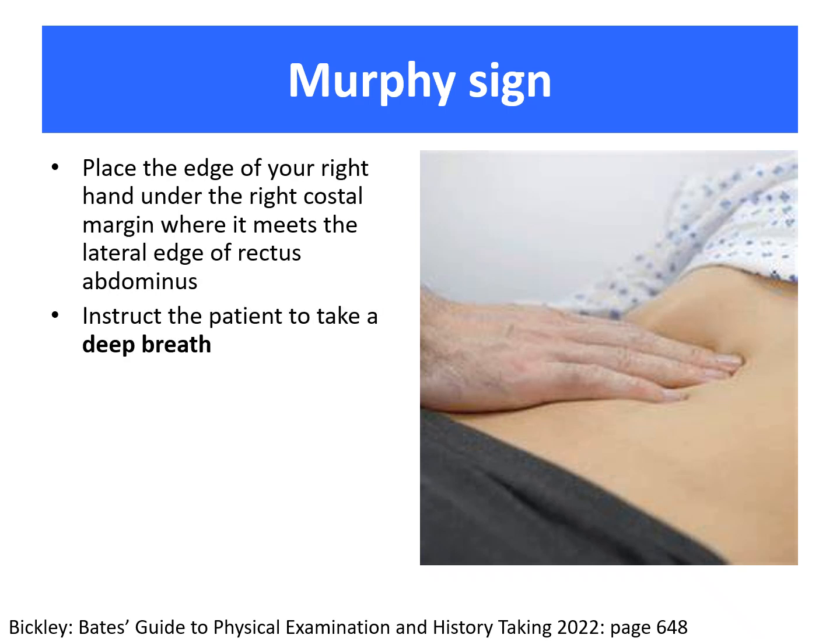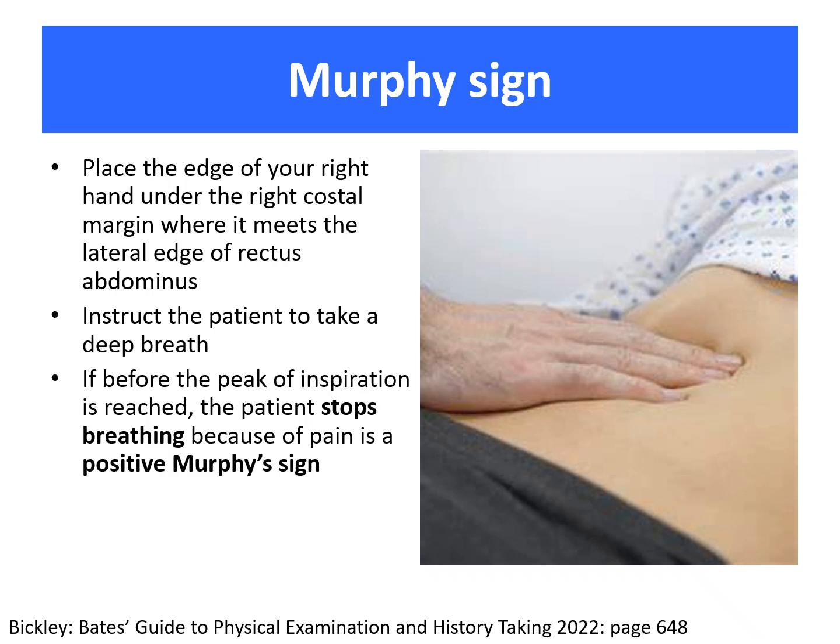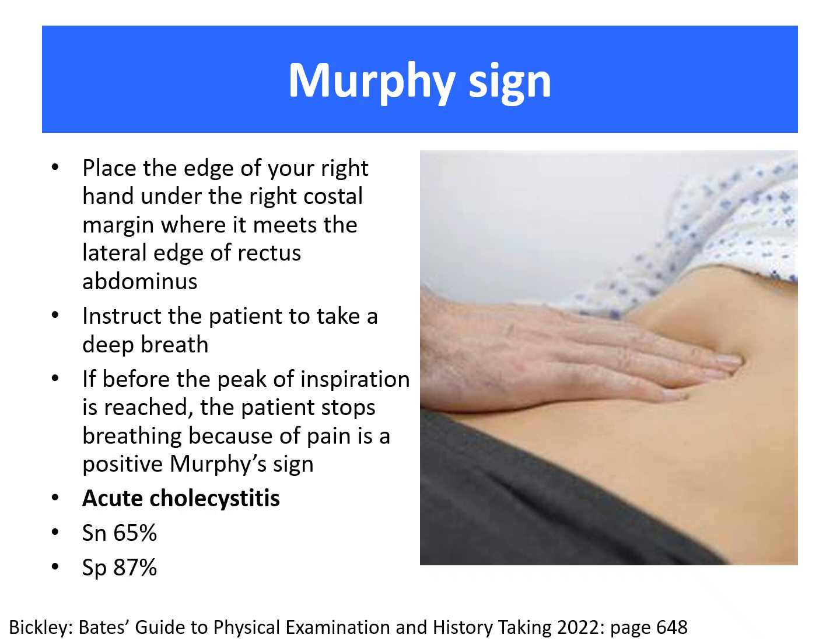Next thing you're going to do is you're going to ask the patient to take a deep breath in. And you're watching their face. Remember, you're not watching your hand or their abdomen. You're watching their face. And if before the peak or the zenith or the top of inspiration is reached, the patient stops breathing and there is a painful expression on their face, this is a positive Murphy's sign. A positive Murphy sign is indicative of acute cholecystitis.